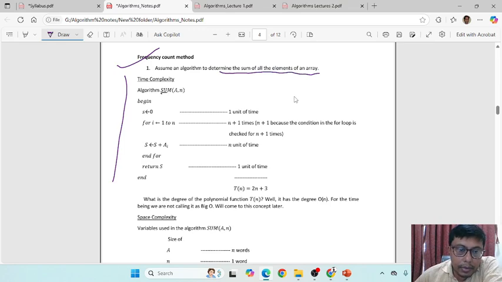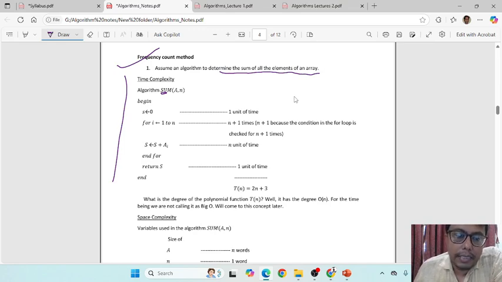So the name of the algorithm is sum, and the two input parameters this algorithm accepts are A and n, where A is the list of elements and n is the total number of elements present in that particular list. To start with, this is the begin block, and this is the end block. Within that, S is a variable, and S is assigned the value 0. That means it will be calculating the sum, and you all know these things because you have already done this kind of programs in the previous semesters.